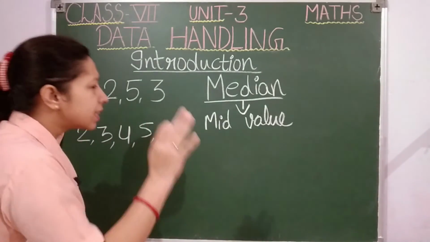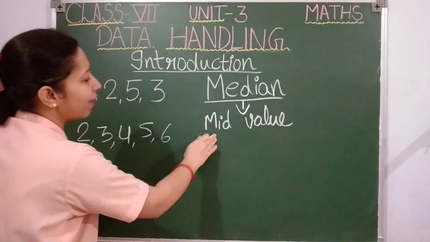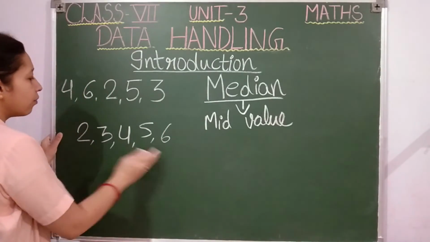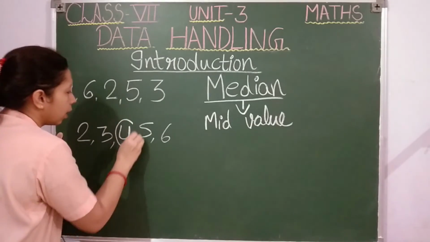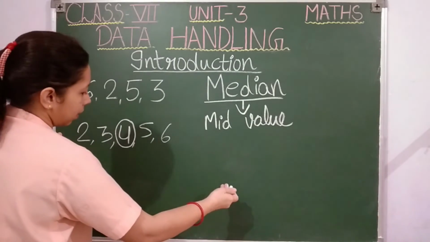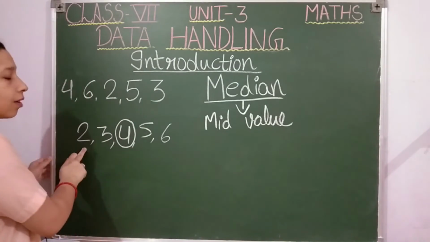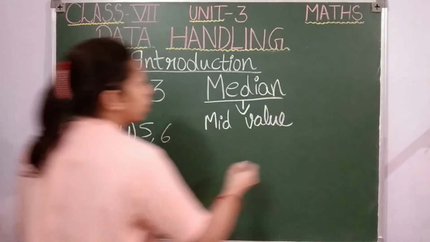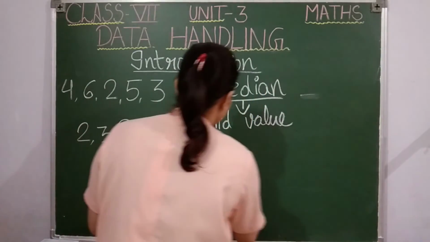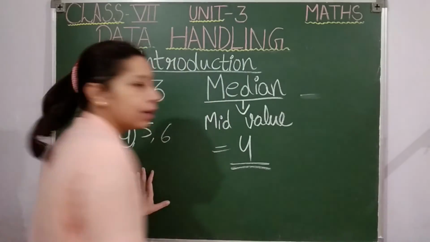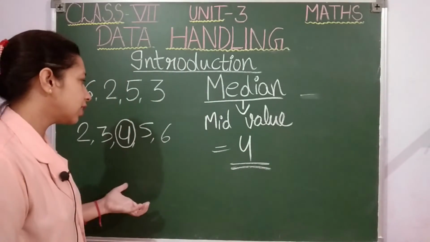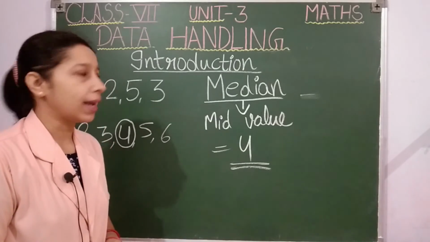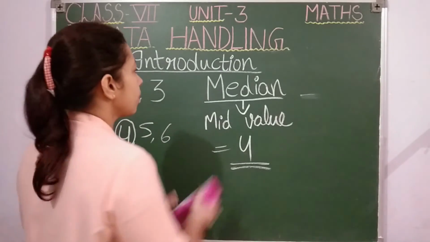Clear, students? Simply you have to take out the mid value. You have to see the middle value. Here you can see 5 numbers are there. Which is the middle value here? 4. 2 numbers are there on the right side and 2 numbers are there on the left side also. So which value is in between? It is 4. So here the median for the given data is 4. Clear, students? So always remember, arrange in ascending order and take out the mid value. That will be your median. Let us see our next topic.